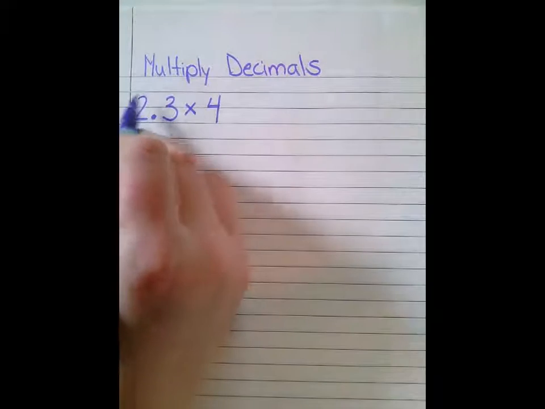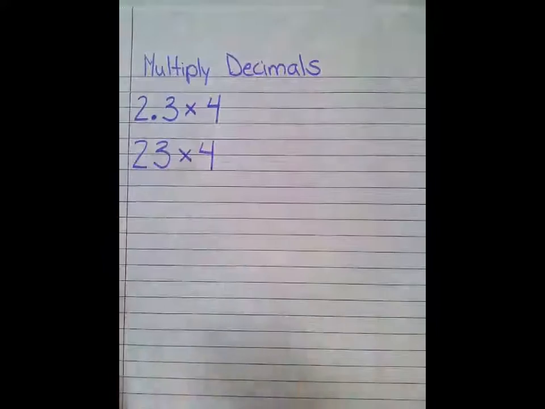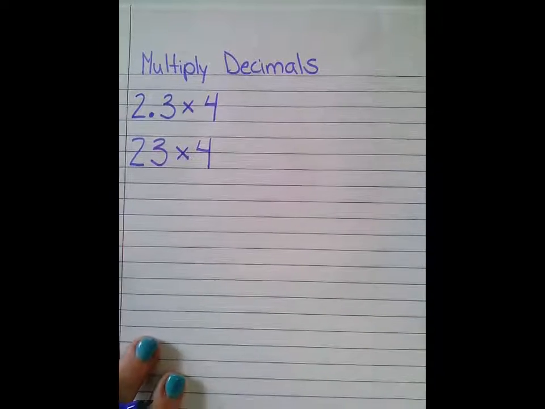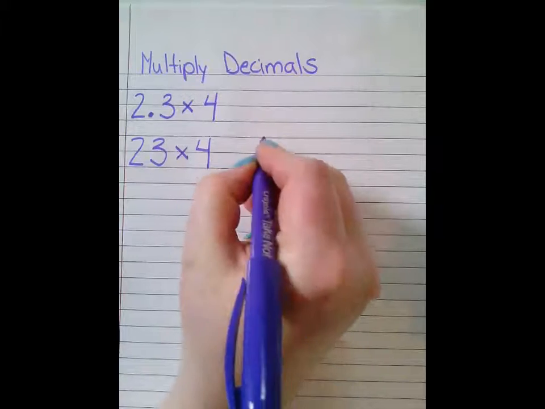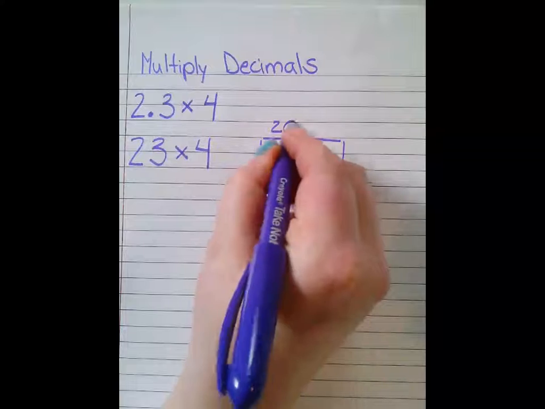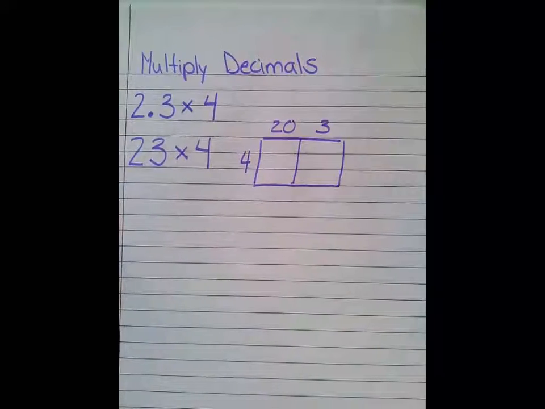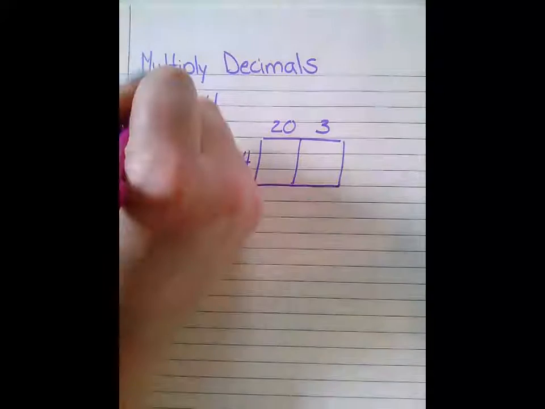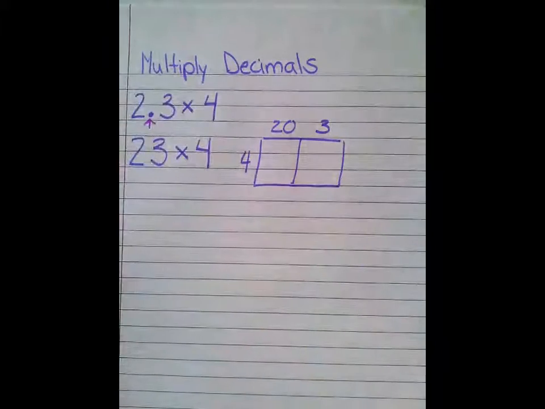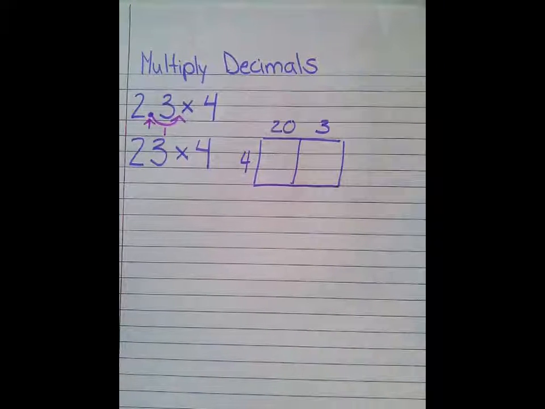So you can actually think of this as 23 times 4, and you can use our decomposition model. So if we make our decomposition model, we're going to put 20 and 3 on the top, and we're going to put 4 on the side. But there is one thing we need to think about. We still need to think about this decimal point, because what we did is we actually moved it one place to the right. So we still need to make sure that we remember that we moved that decimal point.